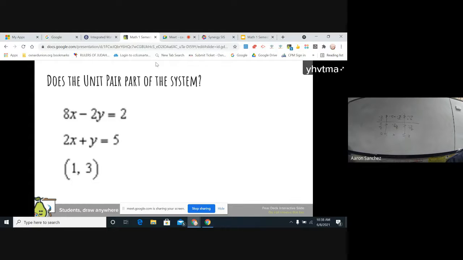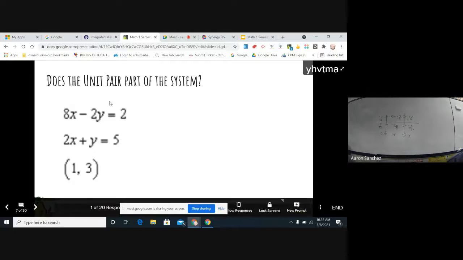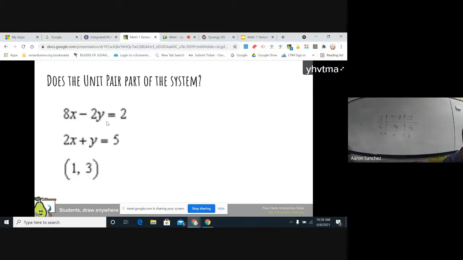Is the point (1, 3) part of the system? Is this part of our answer? Yes or no? Now, there's a couple ways we can solve this, but all I have to do is plug in 1 for x and 3 for y, and then see if it works out.